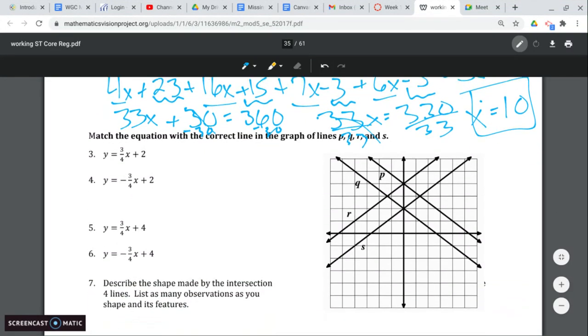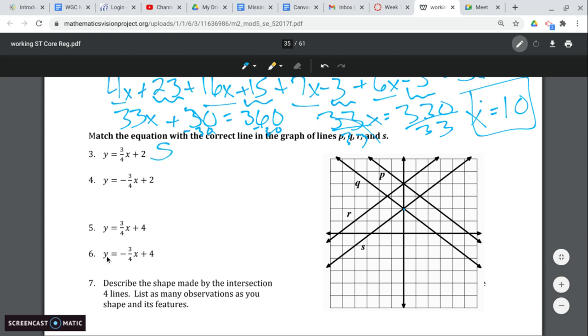Match the equation with the correct line in the graph of the lines P, Q, R, and S. So number 3, we have y equals 3/4 x plus 2. So we know it has a y-intercept of positive 2. So we're going to go here. Here's our positive 2. Now there are 2 lines that intersect at this point. So we need to figure out which one has a positive 3/4 slope. Well, a positive slope is going to go up 1, 2, 3, and to the right 1, 2, 3, 4. So it is S. So that's what you're going to do.